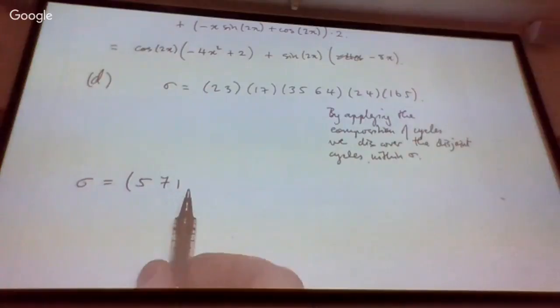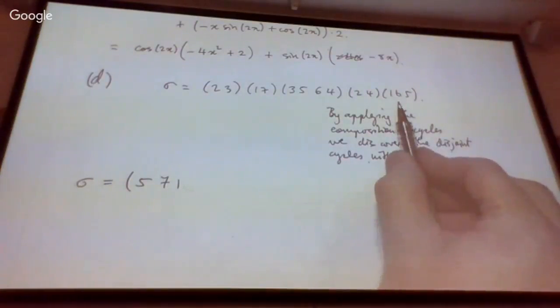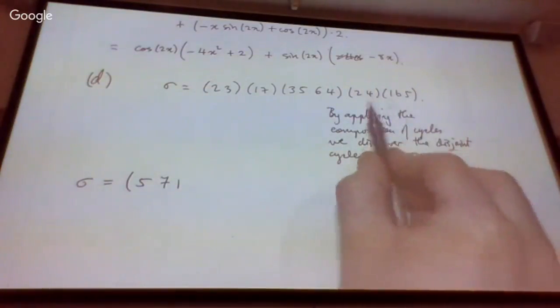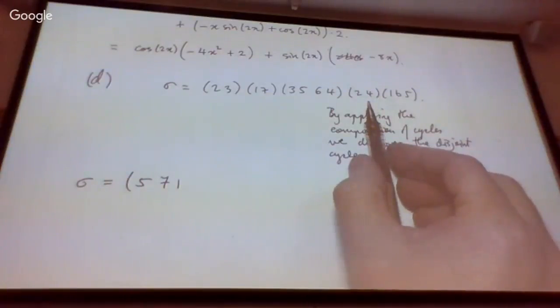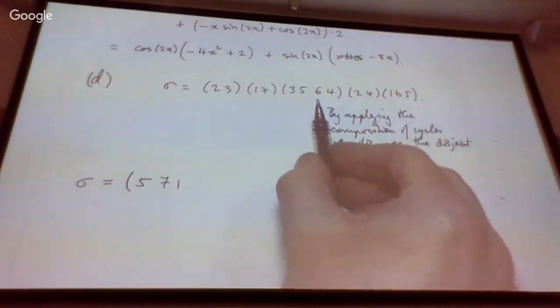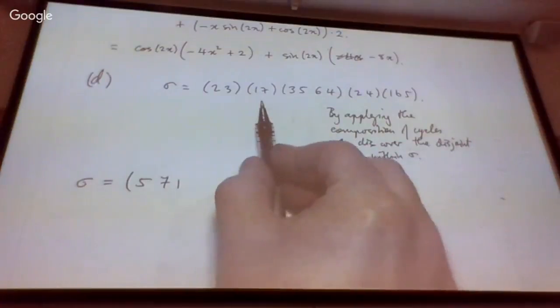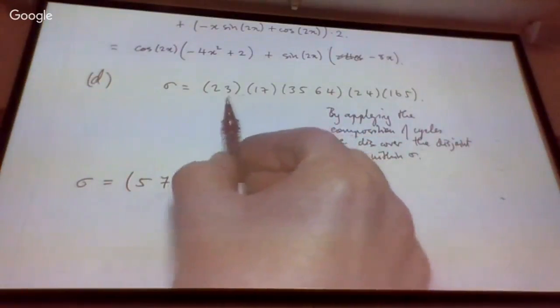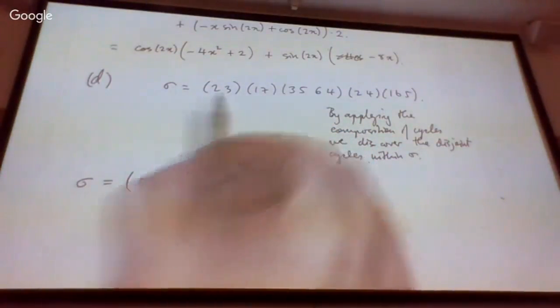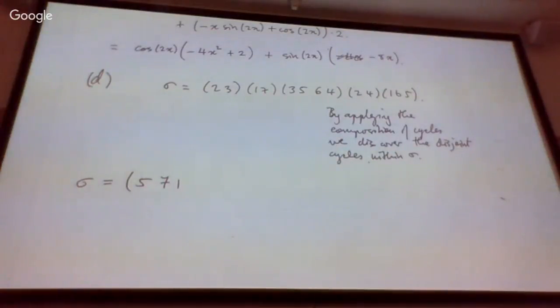So what's to the right of 1? What happens to 1? Well, 1 gets sent to 6 by the first one. The second one fixes 6. The third one sends 6 to 4. And then that intermediate value of 4 is left fixed by the remaining cycle. So overall, 1 gets sent to 4.